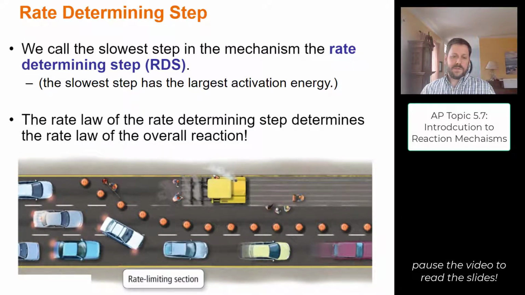So we call the slowest step in a mechanism the rate determining step, or RDS for short sometimes. It's going to be the slowest step because it has the highest activation energy, and effective collisions are going to be infrequent. The rate law of that elementary step is going to determine the rate law of the overall reaction.